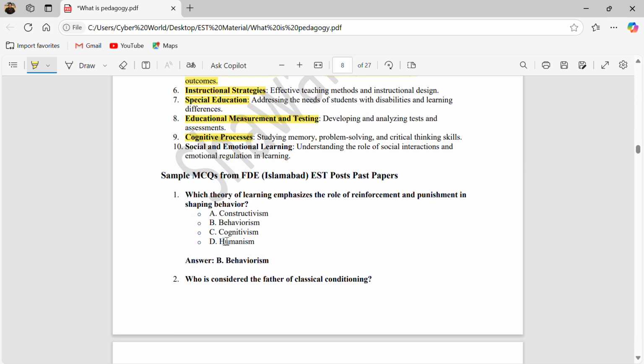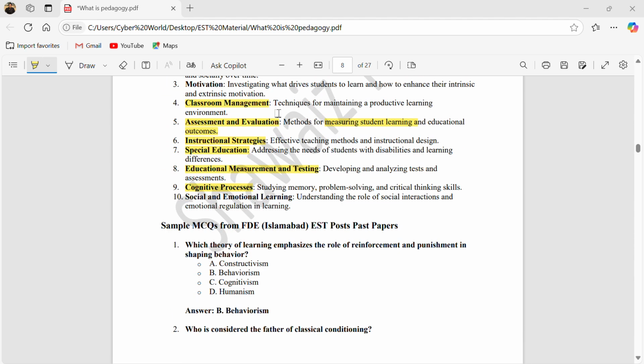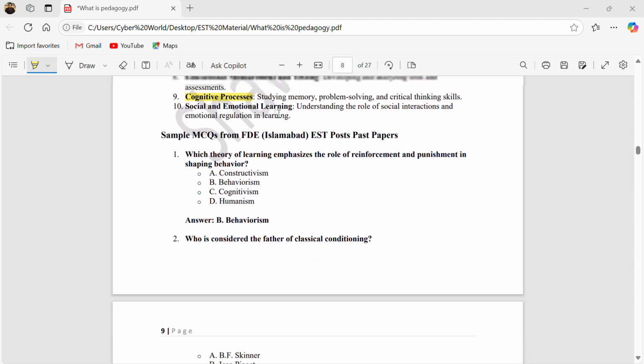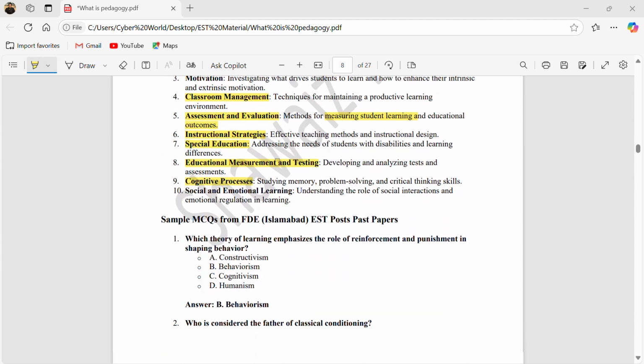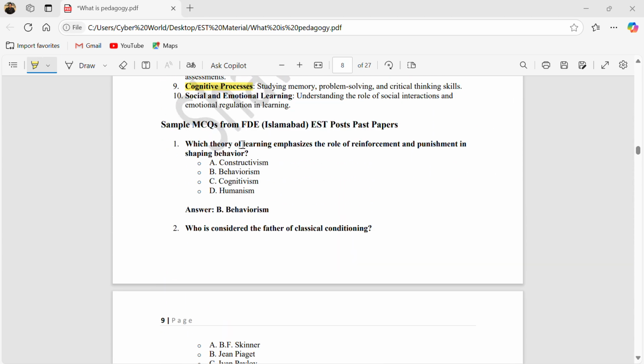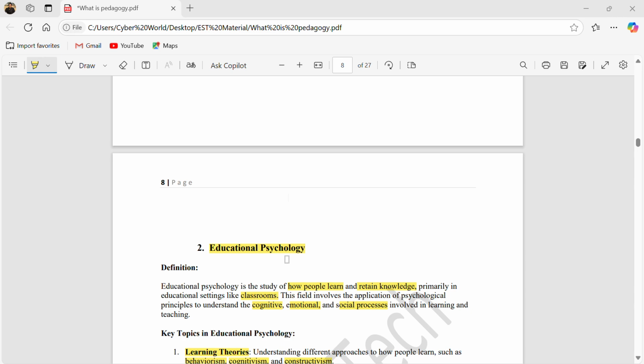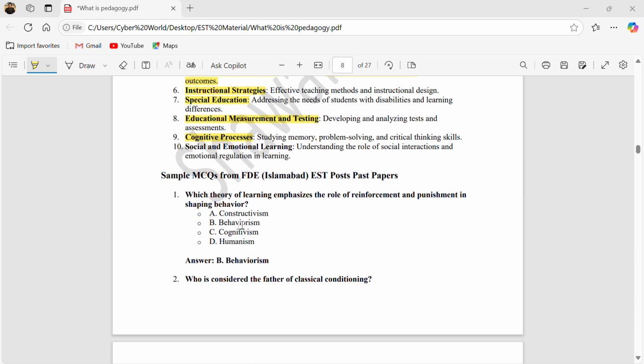Okay, so in this section, again, we have to cover the 15 MCQs in the section of educational psychology. So let's start. These are the most relevant and most repeated pedagogy MCQs from this section, educational psychology. By doing this, you will surely get 90% in your EST exams, inshallah.